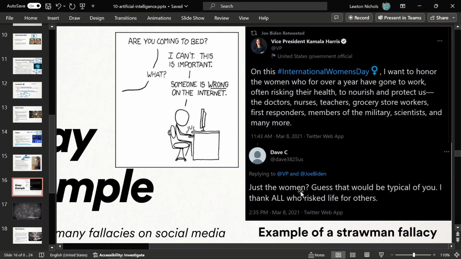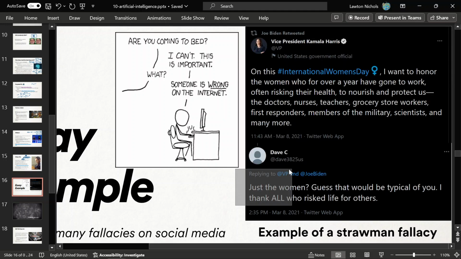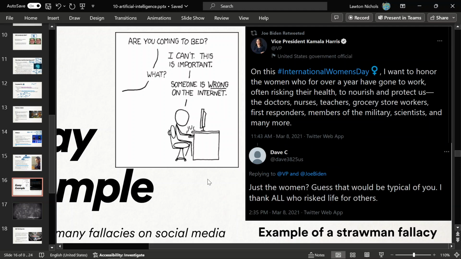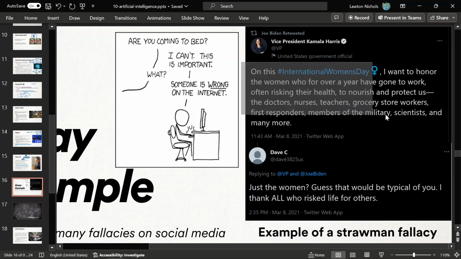All right? And so this is how you'd do this in your essay. You'd say that this poster, you quote it, you give the context, you'd say, all right, this is an example of a straw man fallacy because this poster, Dave C., is putting words into the vice president's mouth. The vice president is trying to, for the occasion of International Women's Day, highlight specifically the work of women, but that does not mean she was trying to diminish the work of men or anybody else of any other gender. Okay?